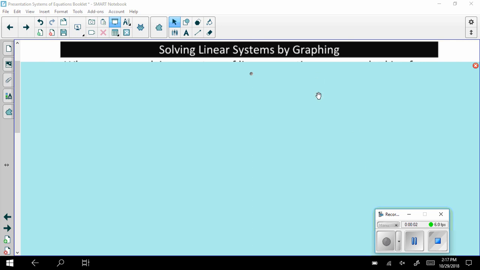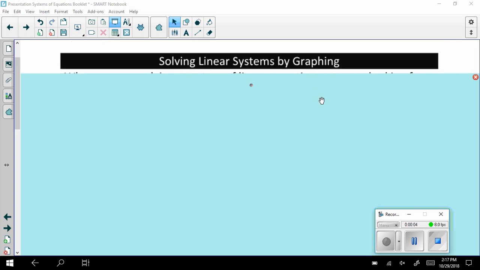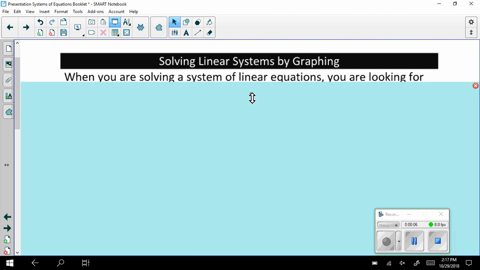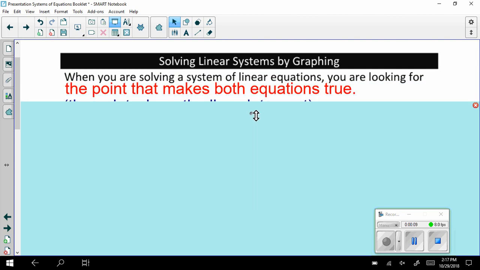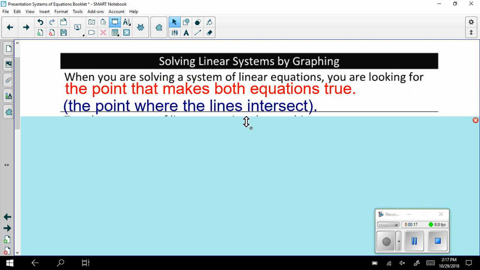In this video, we are going to talk about solving linear systems of equations by graphing. So when we are talking about solving a system of linear equations, what we are looking for is the point that makes both equations true. When we're talking about graphing, what we're looking for is where the lines intersect.